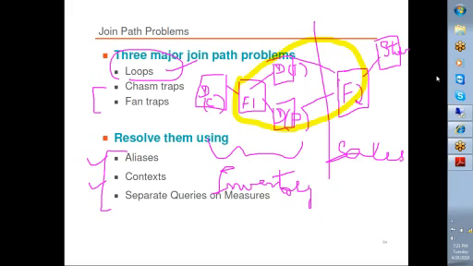Conformed dimensions mean you have different data marts. This was one data mart, and this was the second data mart. Now these are conformed because they have some common dimensions being shared across. Like the time and the product is common to this fact, and is also common to this fact. So it's a conformed dimension.